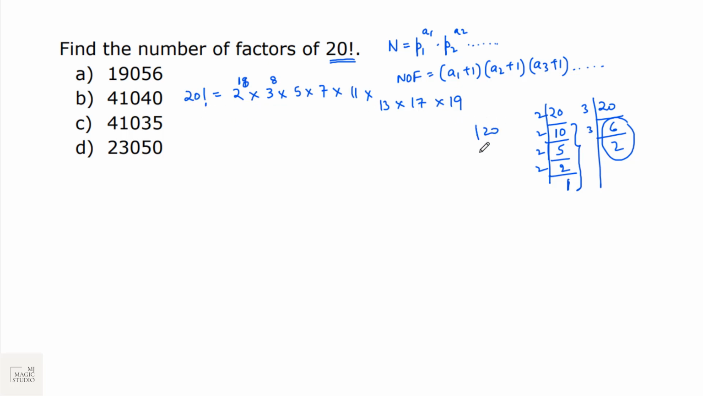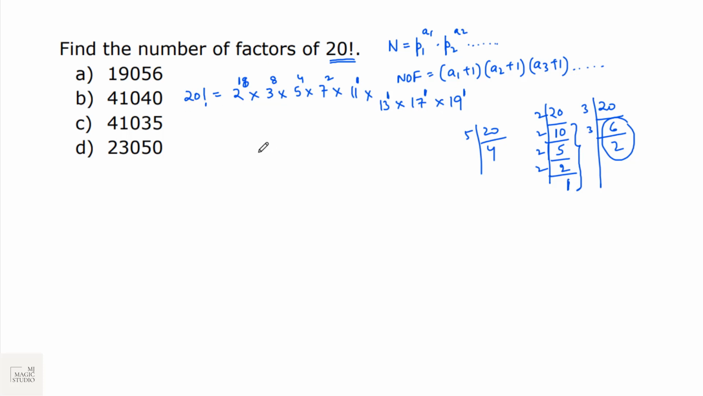Now 20 by 5 will give us 4. Highest power of 5 is 4. 20 by 7 will go only 2 times. 20 by 11 only 1 time. 20 by 13 1 time. 20 by 17 1 time. And 20 by 19 1 time. You can check that if you multiply this number, you will get factorial 20.